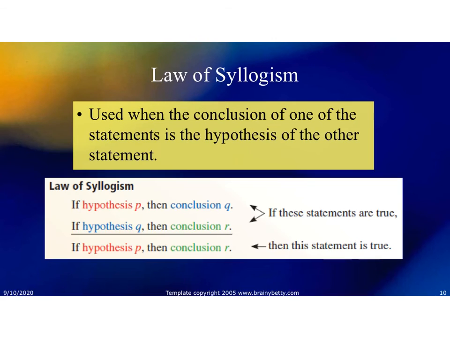The next law is the law of syllogism. This is used when the conclusion of one statement is the hypothesis of the other statement. It's sort of like transitive. If we have our first if-then statement, if hypothesis P, then conclusion Q, and these two say the same thing, then they sort of cancel out, and you go from just the red to the green. We're going to see how this works. The conclusion is going to overlap the hypothesis; they're going to say exactly the same thing.